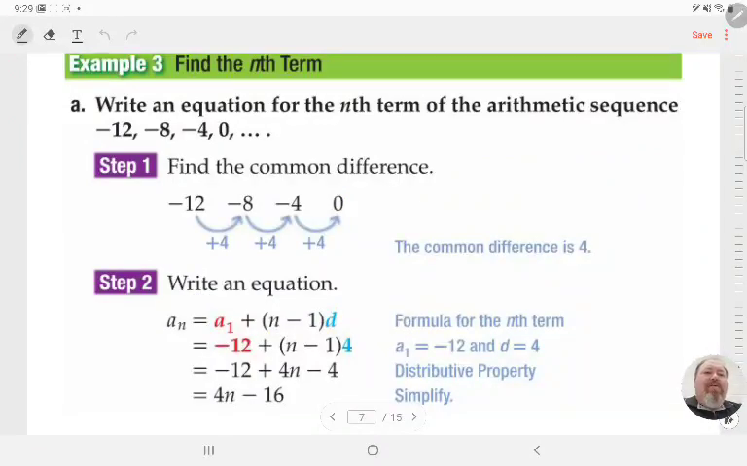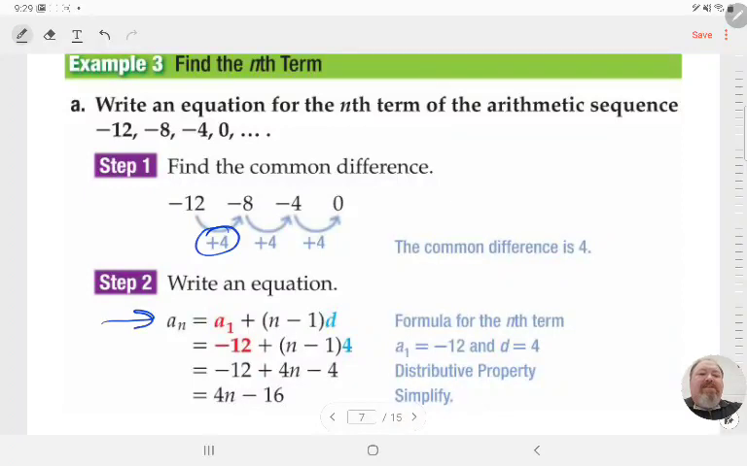So we are to write an equation for the nth term of the arithmetic sequence. So we have negative 12, negative 8, negative 4, and 0. So we look at that and we look for a common difference. In this case, when we go from term to term, we are adding 4 each time.